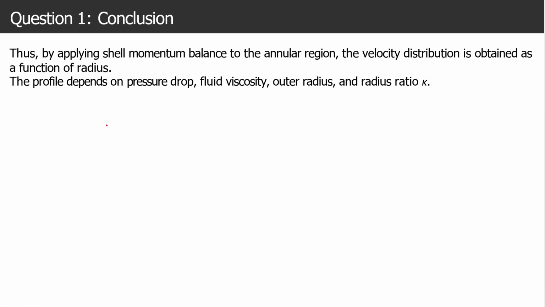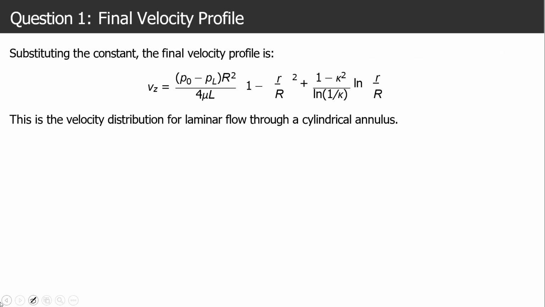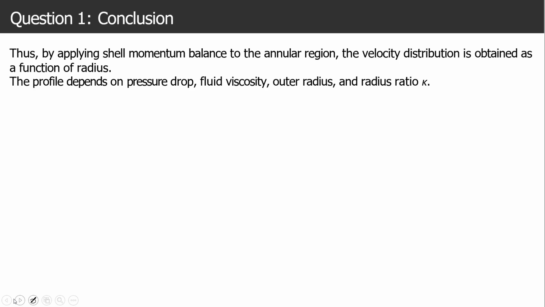So the conclusion here is that by applying the shell momentum balance, we got the velocity distribution as a function of radius. So we can calculate Vmax or average velocity, everything accordingly. For average velocity, we can directly integrate Vz dA divided by area, and we will get the average velocity. It's very simple. And for Vz, just differentiate it once and equate to zero, and we'll get the maximum velocity. So yes, the derivation is complete for the cylindrical annular region. Let's move towards some problems.